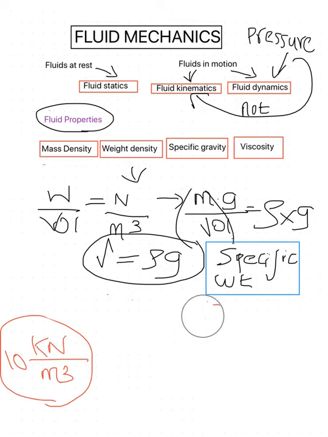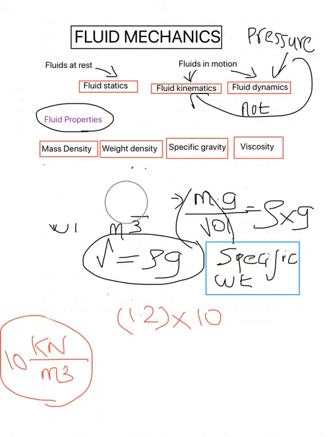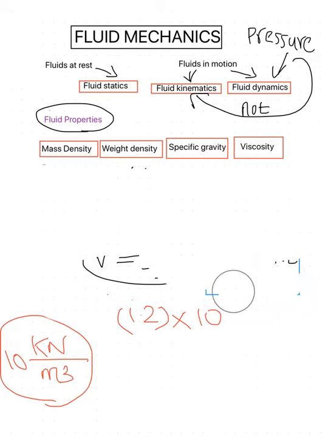For example, if you are asked to find the gamma of air, again gamma of air will be rho of air into g. Rho of air is how much? 1.2 kilogram per meter cube into 10. Okay, now again convert the units into kilonewton per meter cube, or you can express it as Newton per meter cube itself. Okay, so that completes the second parameter.